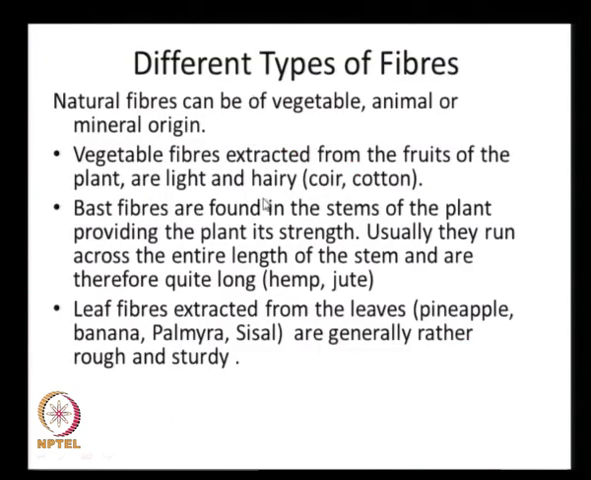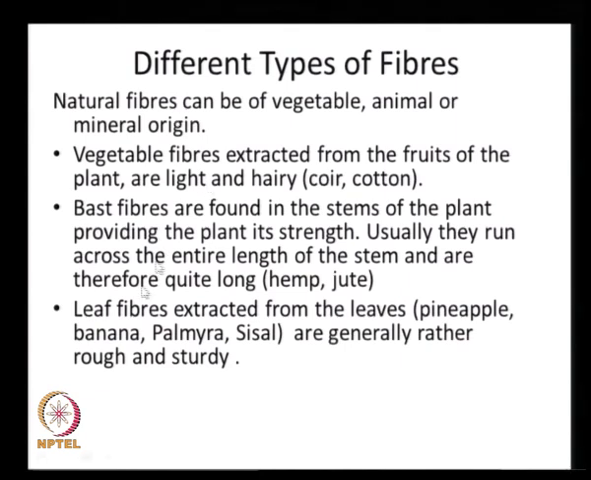Well, what are the different types of fibers that we have for fabricating our geotextiles and geogrids? These natural fibers can have the origin of vegetative matter or animals or mineral origin. Vegetable fibers are extracted from the fruits of plants, and these are light and hairy, and some examples are the coir and the cotton fibers. The bast fibers are found in the stems of the plants that provide the strength to the plants, and usually they run across the entire length of the stem and are therefore quite long. Some examples of the bast fibers are the hemp and the jute, and they are very long because they run along the entire trunk of the tree.